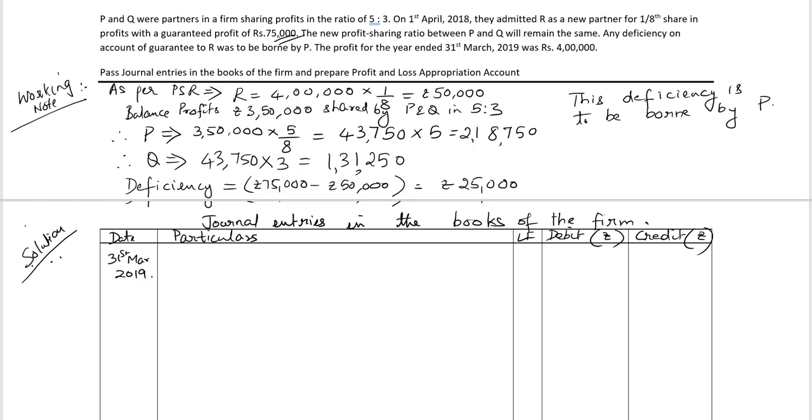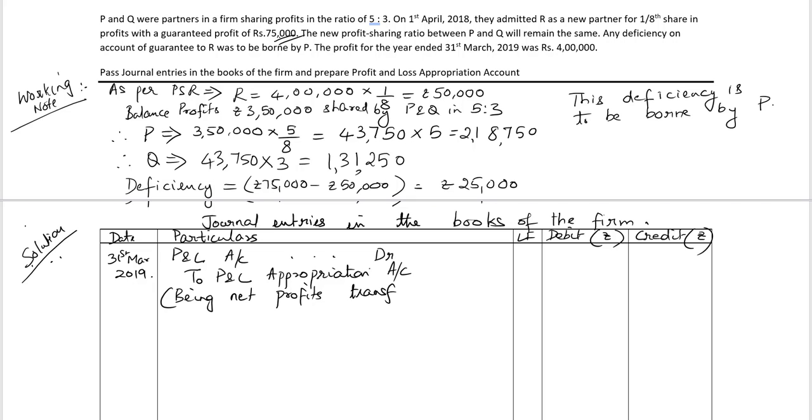The first journal entry, we need to transfer the profits from the profit and loss account to the profit and loss appropriation account. Profit and loss account, debit to profit and loss appropriation account, being net profits transferred. The amount of net profits transferred is rupees 4 lakh.